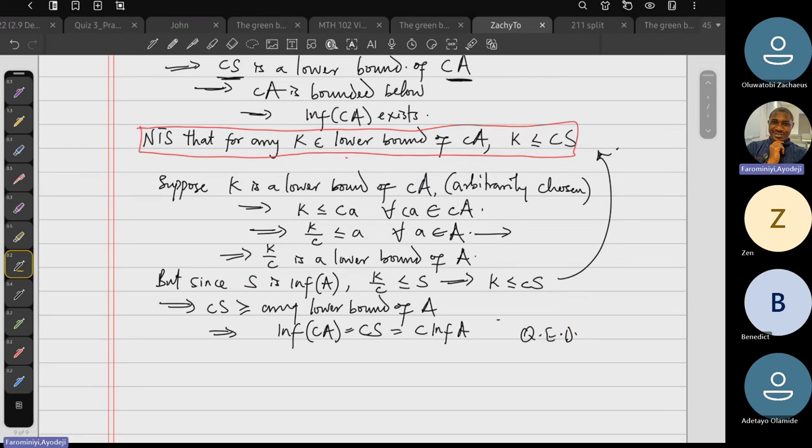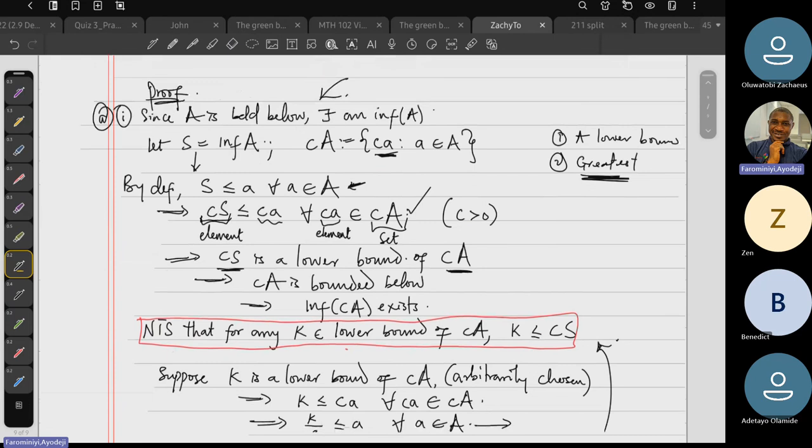For the first part, infimum and supremum proofs just involve playing around with the definitions. Is there any part of this that is not clear before I go to the second one? No, sir, but hold on. Let us take it through. Okay.